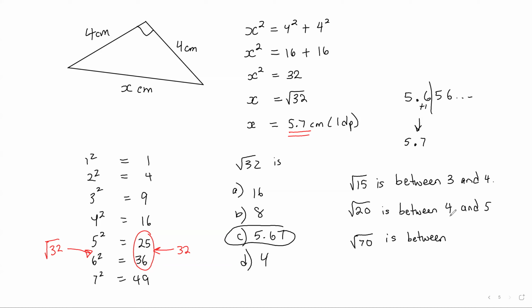It'll be between 8 and 9. How come? Because 8 times 8 is 64, and 9 times 9 is 81. Good. Jemiah, where do you think the square root of 114 will be?